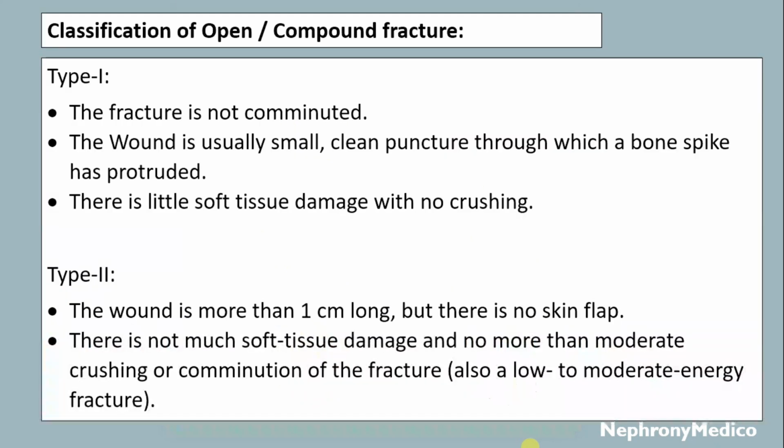Now, classification of open fracture. Type 1. The fracture is not comminuted. The wound is usually a small, clean puncture through which a bone speck has protruded. There is a little soft tissue damage with no crossing.